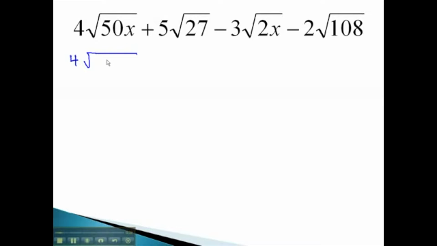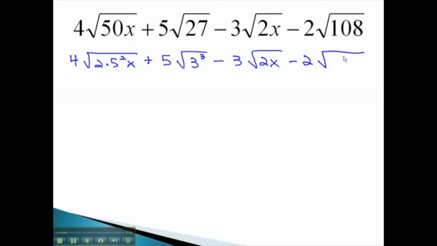The prime factorization of 50 is 2 times 5 squared with an x, plus 5 times the square root of 27, which is 3 cubed, minus 3 times the square root of 2x, 2 is already prime, minus 2 times the square root of 108, finding its prime factorization is 2 squared times 3 cubed. We can now simplify by dividing the exponents by the index of 2.